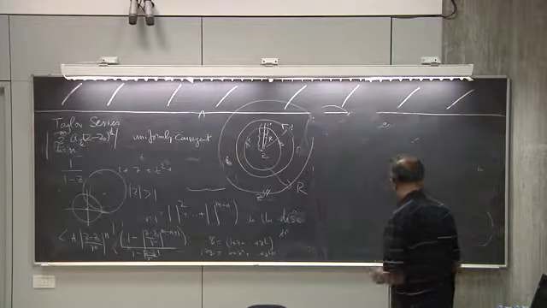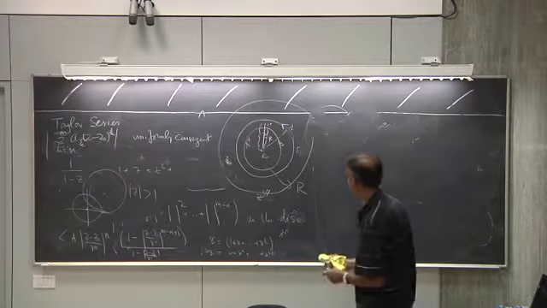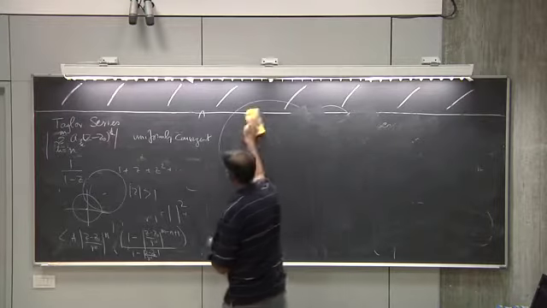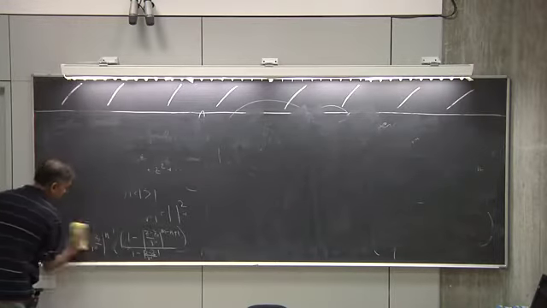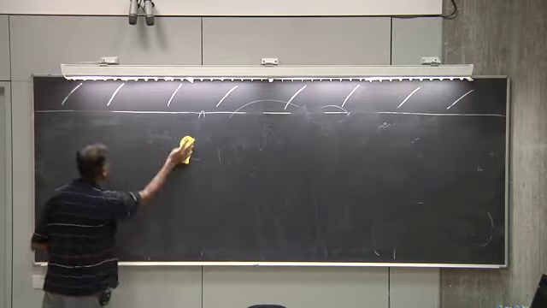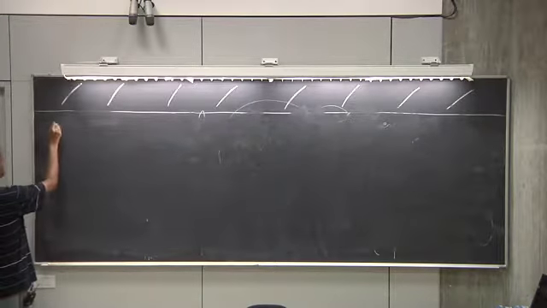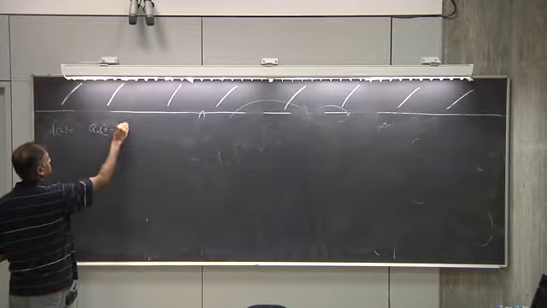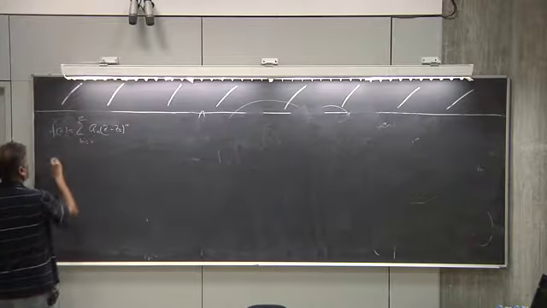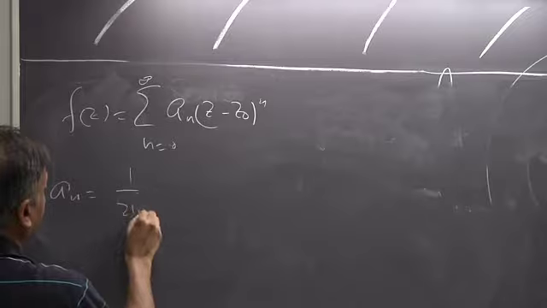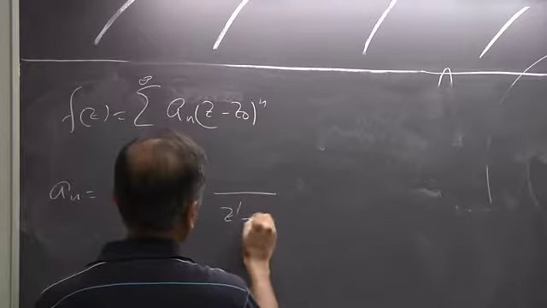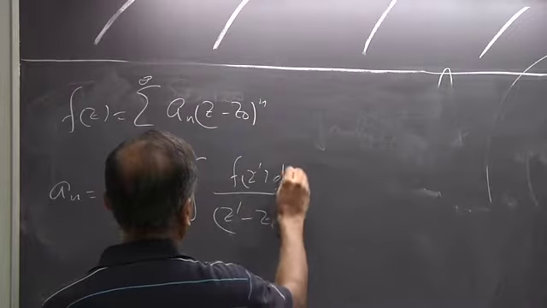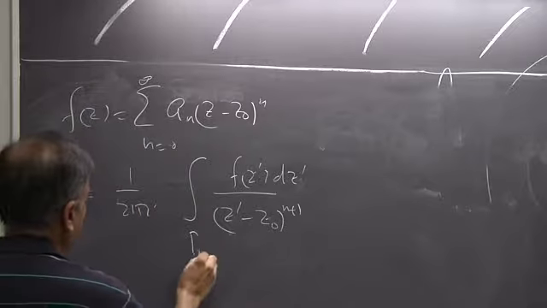So that's again a very simple extension of the Taylor series. Sorry, one thing I forgot to mention. Remember the Taylor series we obtained was this expression: f(z) equals the sum of a_n (z minus z naught) to the n, where a_n is 1 over 2 pi i, the integral of f(z prime) over (z prime minus z naught) to the n plus 1, dz prime, over this gamma of radius r, let's say.